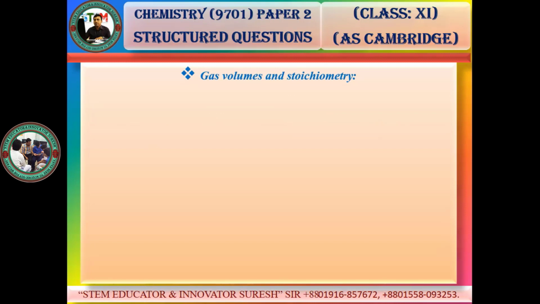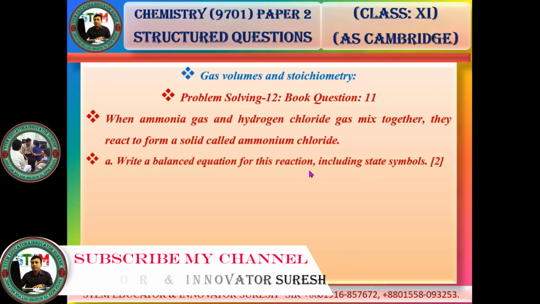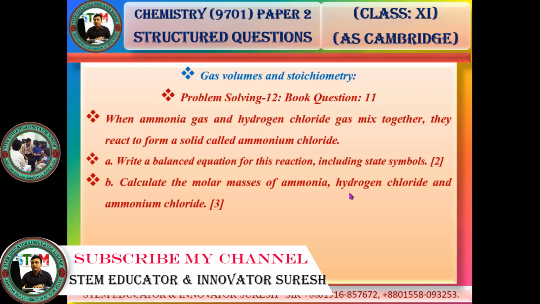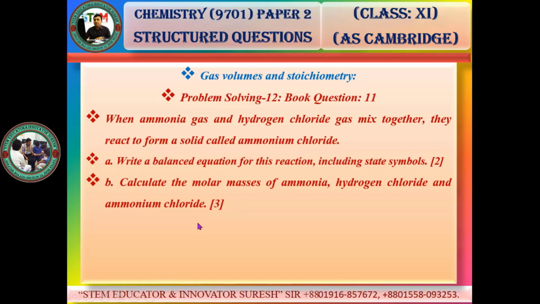Gas volume and stoichiometry, problem solving 12, book question 11. When ammonia gas and hydrogen chloride gas mix together, they react to form a solid called ammonium chloride. So now we are solving the question from the exercise, book question 11. If you search your course book, I already gave the information about the course book, and if you search question number 11, you will get here: write a balanced equation for this reaction including state symbols. Calculate the molar masses of ammonia, hydrogen chloride and ammonium chloride. Look at this, marks are also distributed here.